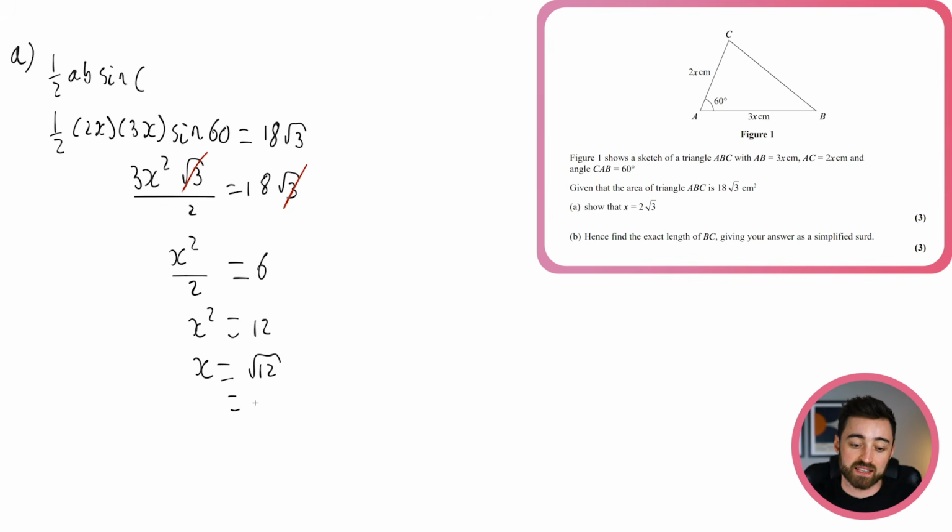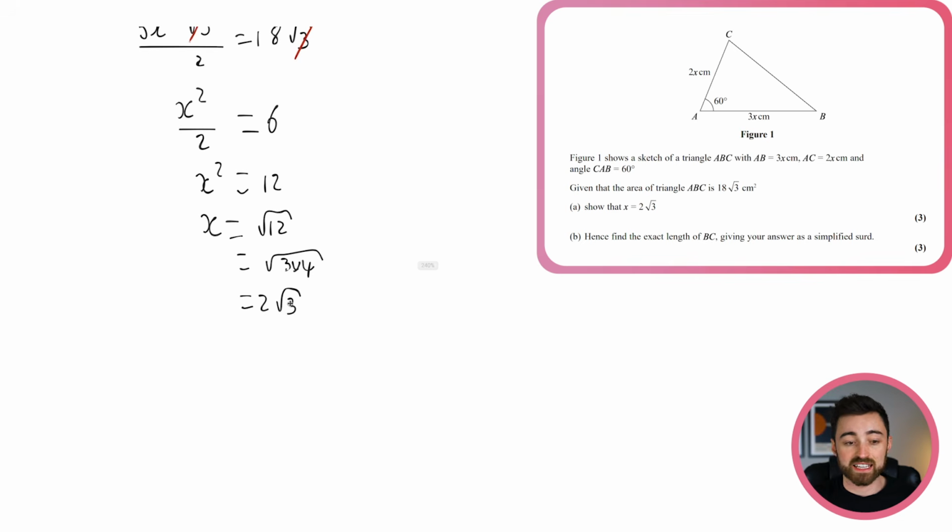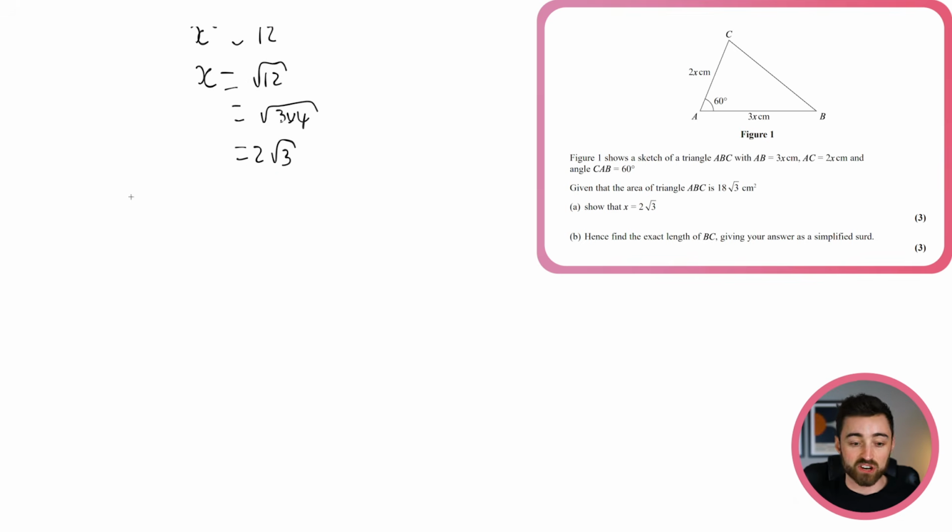Can I simplify this? Yes, because 12 is 3 times 4. 4 is 2 squared, so that is going to be 2 root 3. Sick. Hence find the exact length of BC, giving your answer as a simplified surd.